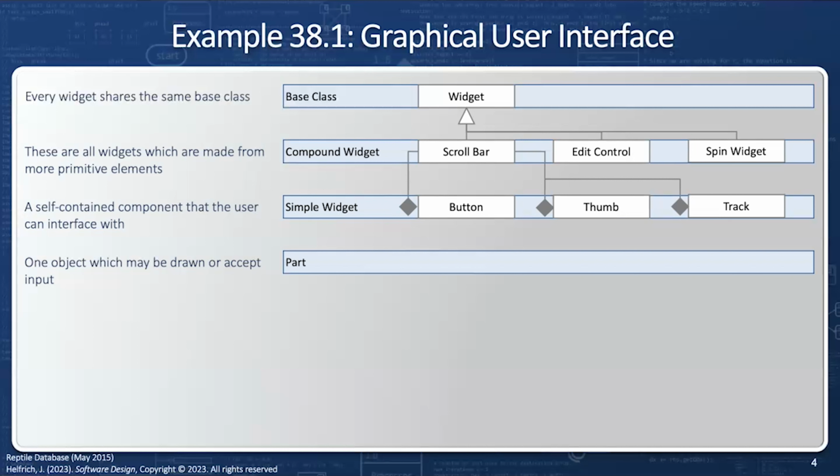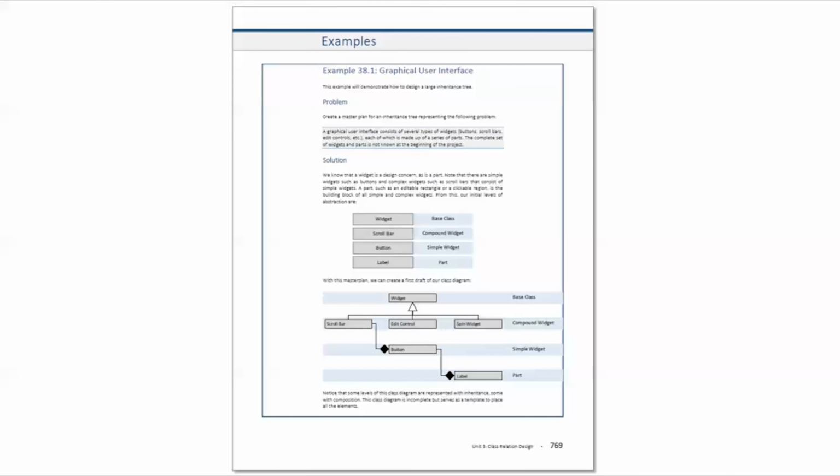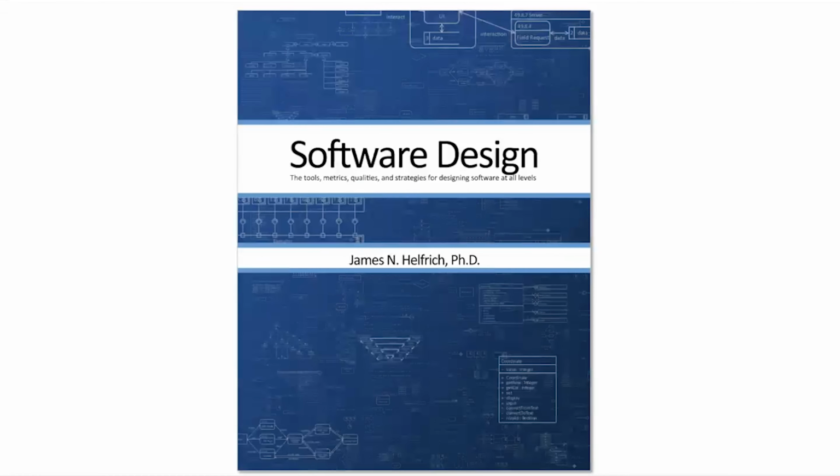Okay, so notice how we had inheritance from the compound widget up to the base class, but now we have a composition from the simple widget to the compound widget. And that's because the scroll bar consists of many simple widgets. Now, let's take the button itself, and the button itself is going to have a label, but it'll also have the rectangle, and it's going to have composition as well. And so now we have our complete tree here, and each level is going to have a different semantic meaning. And observe also, and I really need to emphasize this, that a level may be inheritance or may be composition or aggregation or association. But in each case, we want to make sure we understand completely what the level represents. This is example 38.1 in the large inheritance tree chapter of the software design textbook.